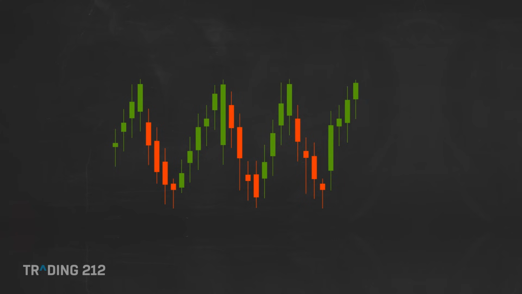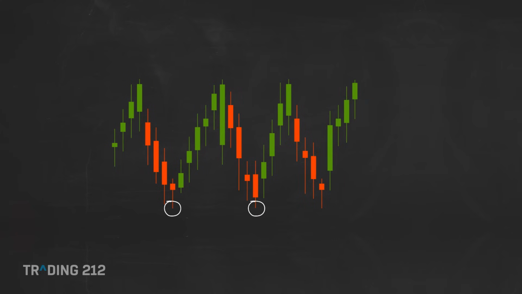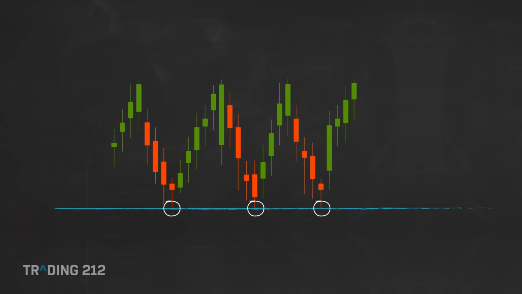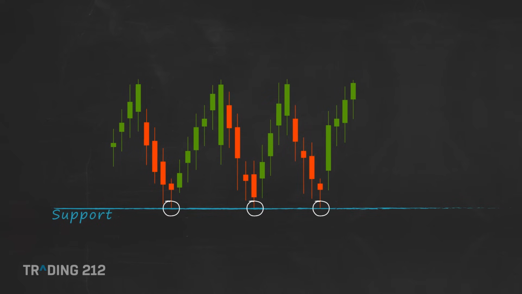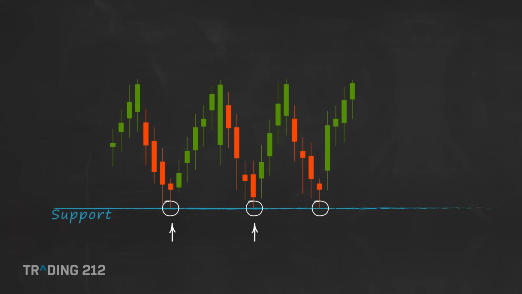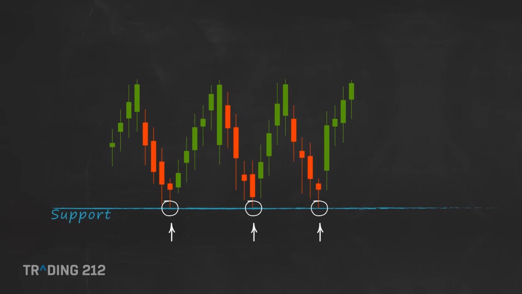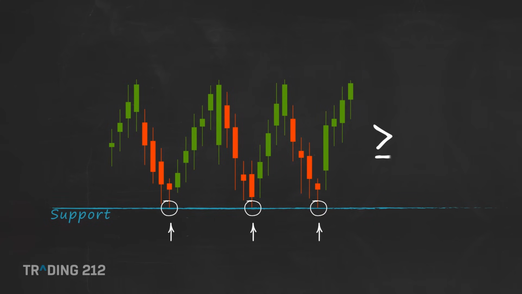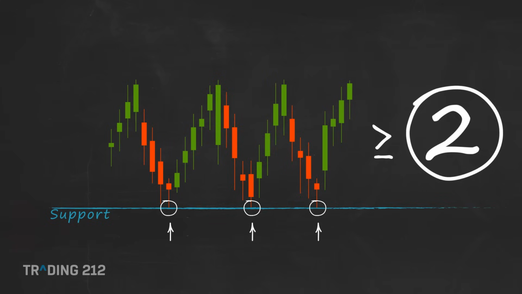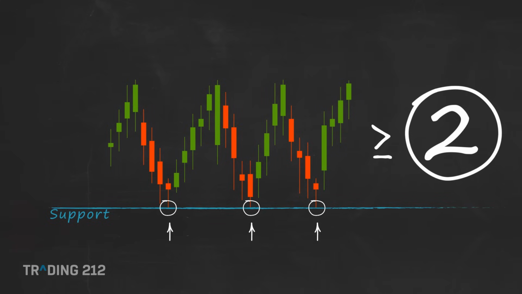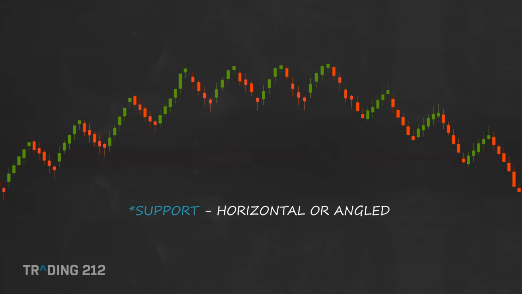A support line can be identified by connecting the low points of an instrument's price. They are identified as low points if the price rebounded upwards right after reaching them. By definition, the support line needs at least 2 points to be formed, but we suggest finding 3 points for a stronger indicator. The support line can be horizontal or angled.